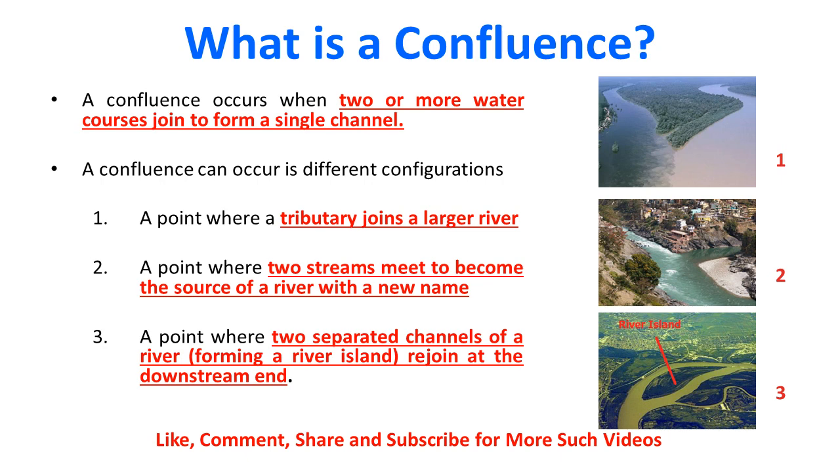A confluence can occur in different configurations. One, it can be a point where a tributary joins a larger river. As you can see in figure 1, you have two rivers joining. There are two separate rivers coming from different places and they join at one point. One very good example is Yamuna joining Ganga, right? That is a very good example of the first type of confluence.